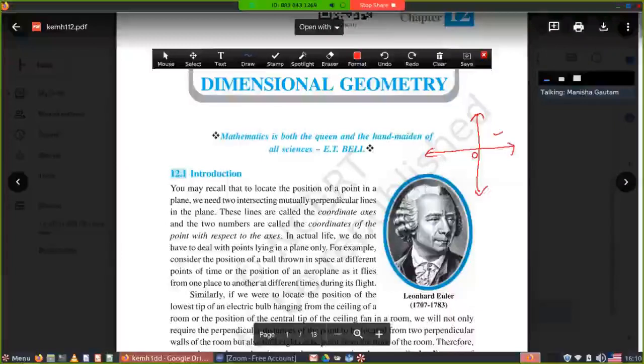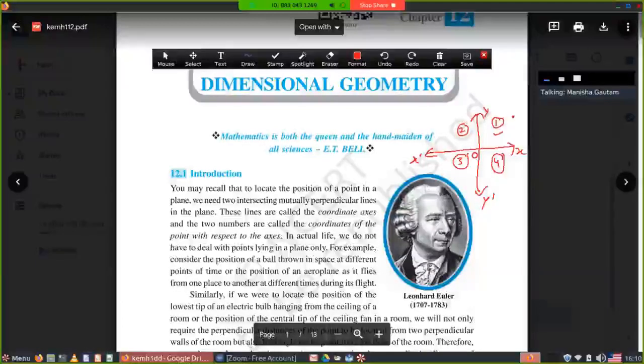First quadrant, second quadrant, third and fourth quadrant. You will get these four quadrants. And these two perpendicular lines are the x-axis, x dash, and y, y dash. Dash means the negative part of the line. It means two perpendicular lines are required when you want to locate any point in a plane.